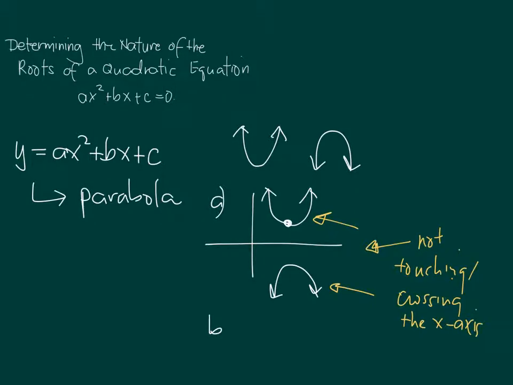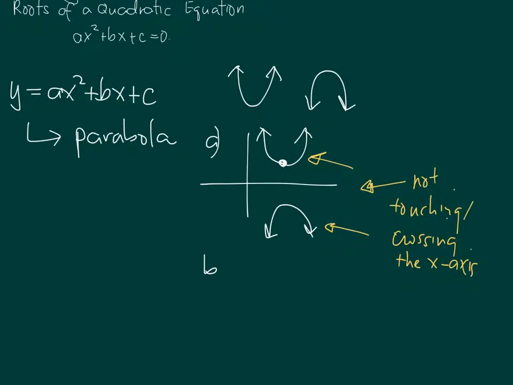The second case would be the parabola touching the x-axis at one point. We could place it anywhere. Just consider the condition that it will only touch the x-axis at one point. So it's not crossing it, it will just be touching the x-axis. If the graph is opening downwards, we could imagine a parabola in this manner.